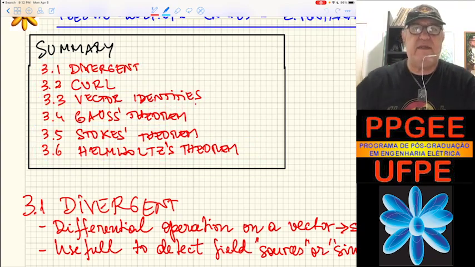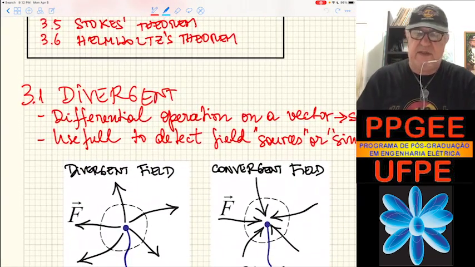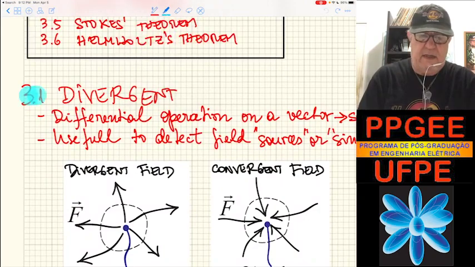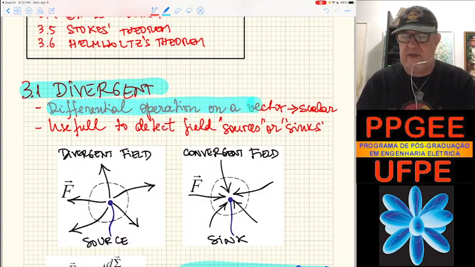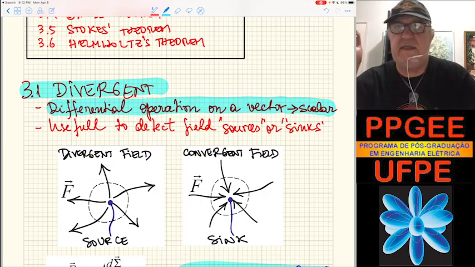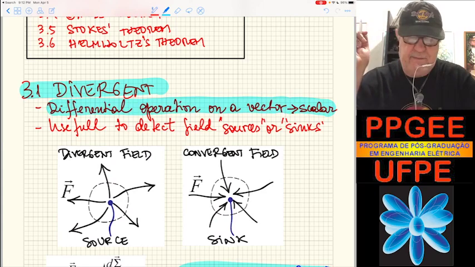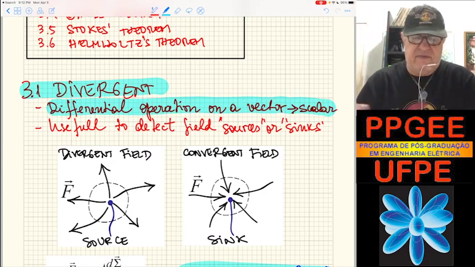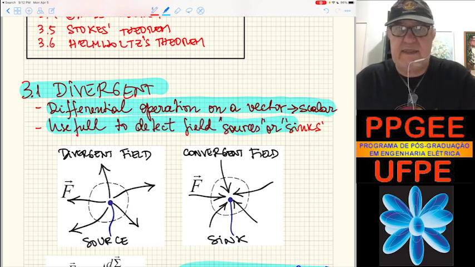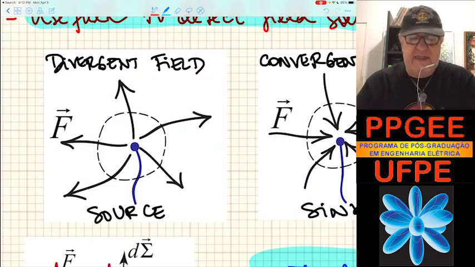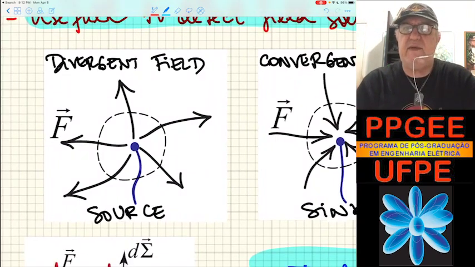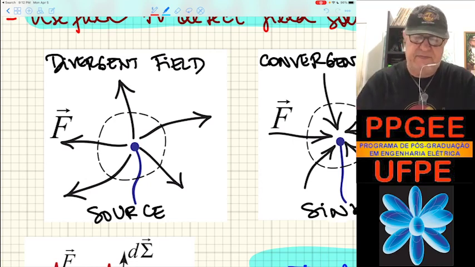We start with the divergence operation, which is a differential operation on a vector which yields a scalar function. This is very useful to detect field sources or sinks. By a field source, we mean types of fields that have singularities, for instance, like the one shown here.